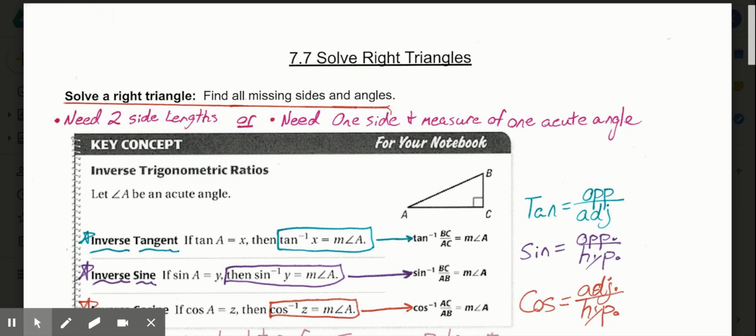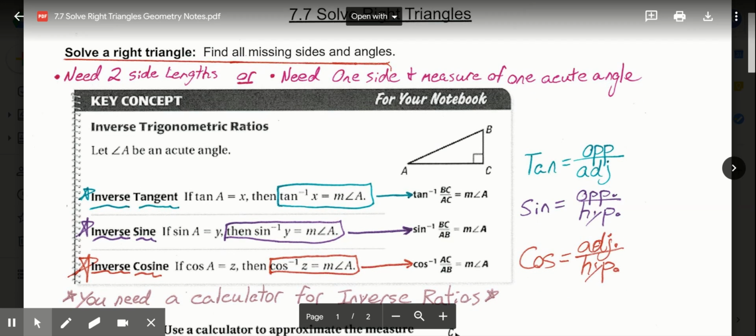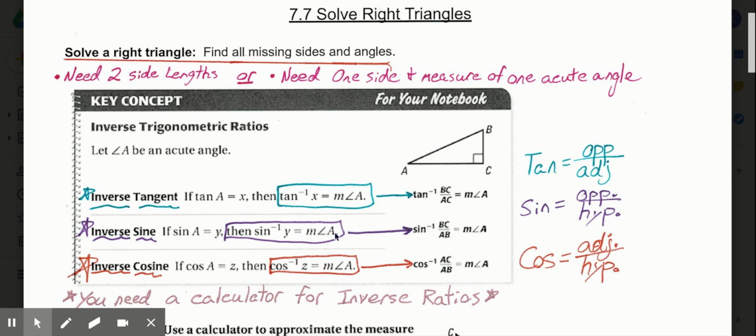So there are a couple additional ratios that we're going to use. These really are nothing new compared to the tangent, sine, and cosine. These are known as the inverse ratios, and in order to do these, you will need to have a scientific calculator, not necessarily graphing, but scientific, or you can always just Google scientific calculator and one will pop up with these buttons on it.